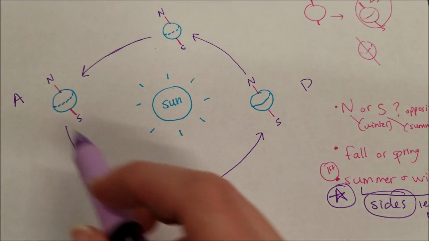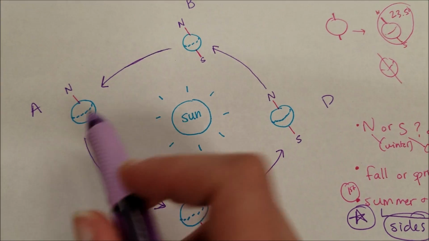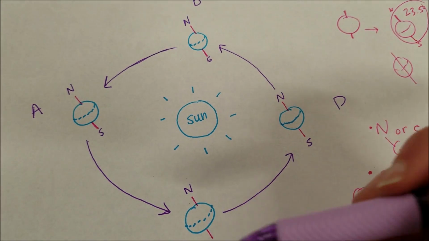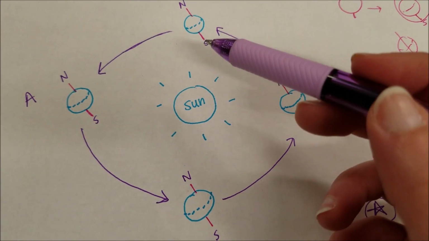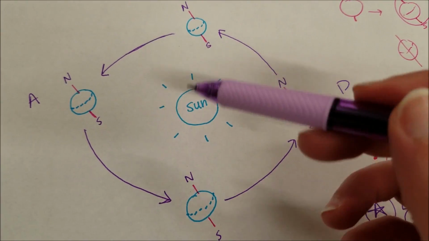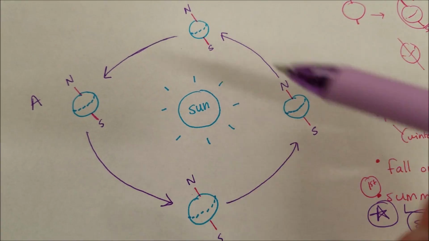So remember, summer and winter will always be on the sides of your diagram. Spring and fall will always be above and below. My students remember spring up, fall down. That means that spring won't always be up and fall won't always be down, but the two will always be up or down. So spring could be down here, fall could be up here.